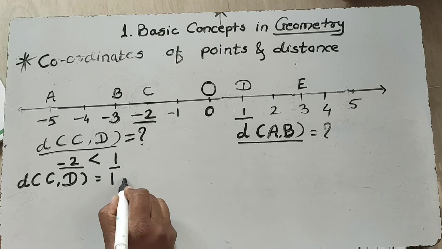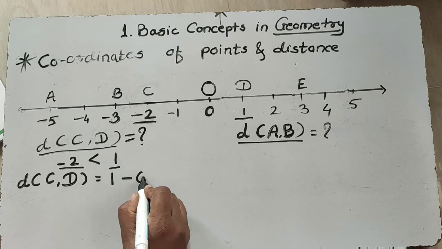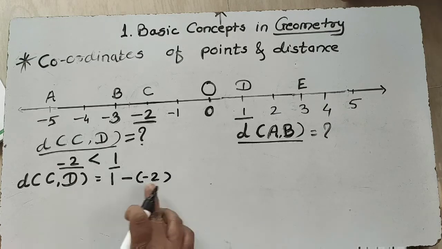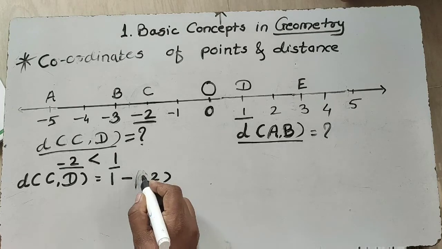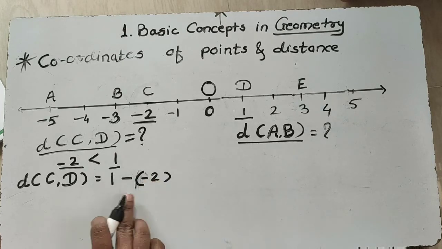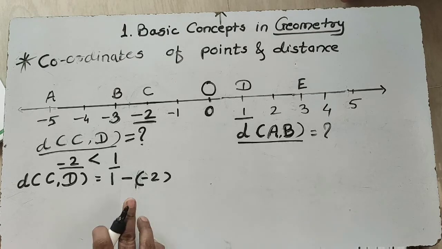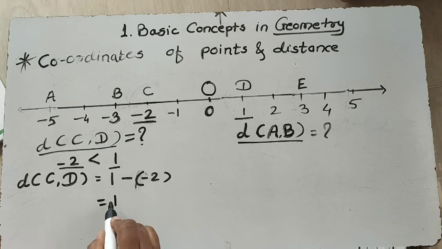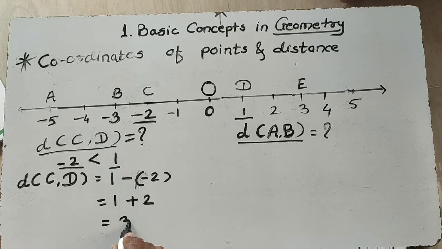So 1, minus, this is the sign of the process, and this is minus 2. Look here carefully. By mistake, what are we writing? We are writing it in this way, so its answer will be wrong. When two signs come one after another, we have to put the bracket here. Don't forget this thing. So here, 1 minus (minus 2), minus into minus is plus 2, which is equal to 3. So the distance between C and D is equal to 3.